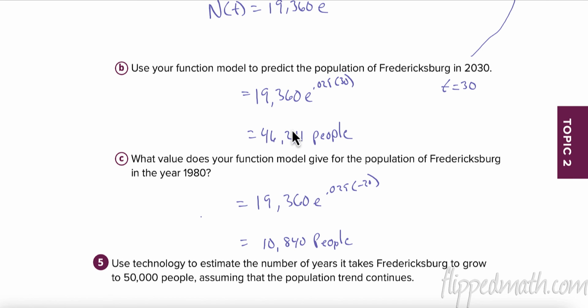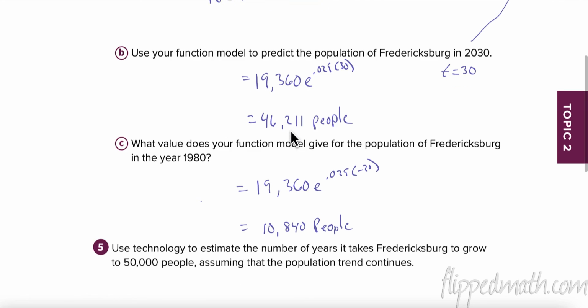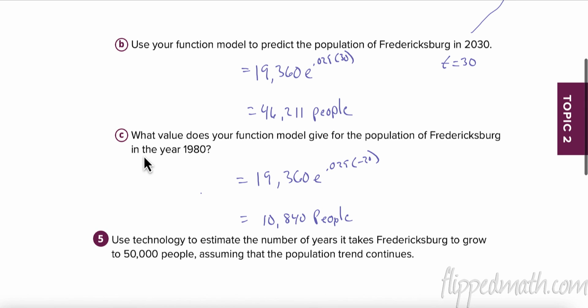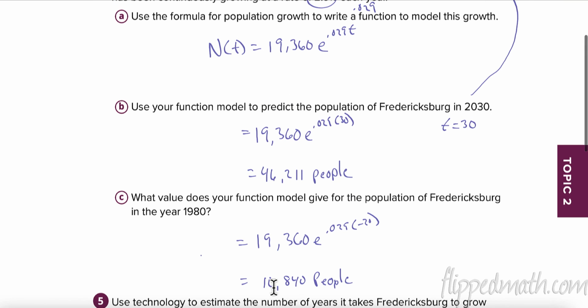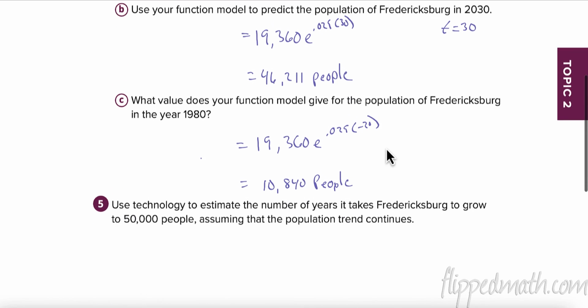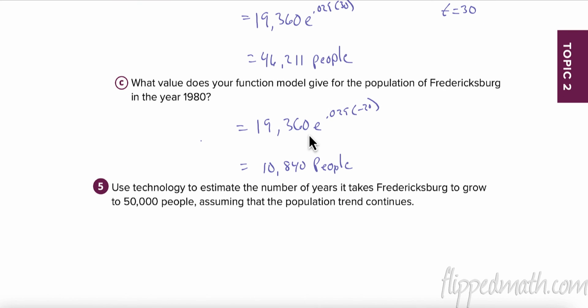All right, so after 30 years, I found the population was 46,211 people. That makes sense. It's increasing, it's going up from 19 to 46. Down here, I'm going back in time. So from 1980 to 2000, it should go up, and that is true. It started in 1980 at 10,840, and it went to 19,360 people. So that does increase. It should make sense that this number is smaller because we were increasing as we went, and we went back in time.